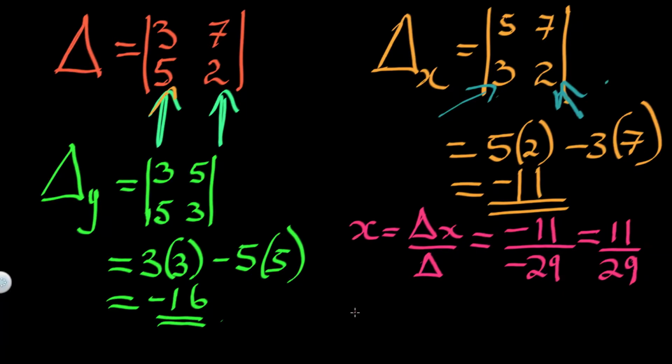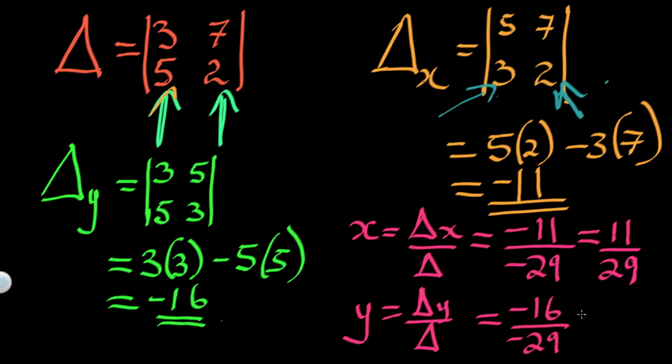Then our y is delta y over delta. Our delta y is minus 16. Our delta is minus 29. So our y is 16 over 29. So we have solved for x and y using Cramer's rule.